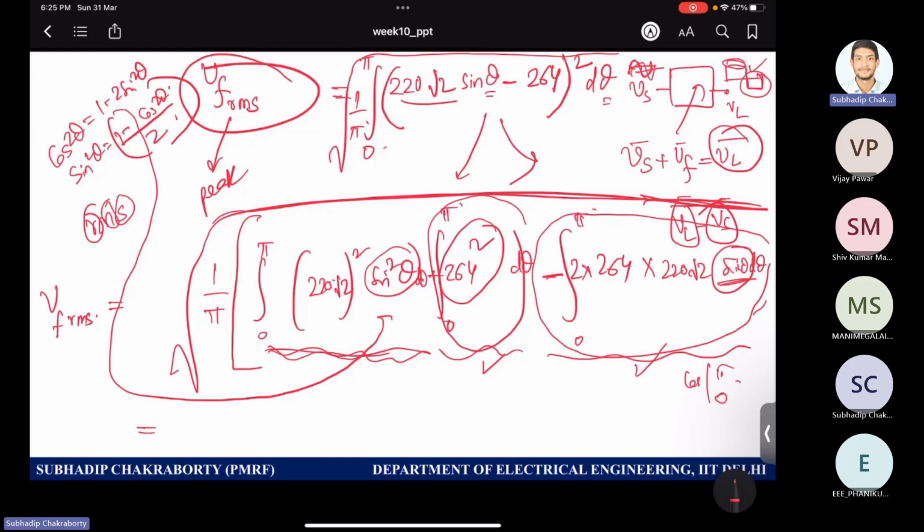Then put the limits. Cos of pi is minus 1. It is coming minus 2, right? You understood what is done? Minus sign is cos, then put the limits. Hope you understand. Cos pi minus cos 0 is minus 2.